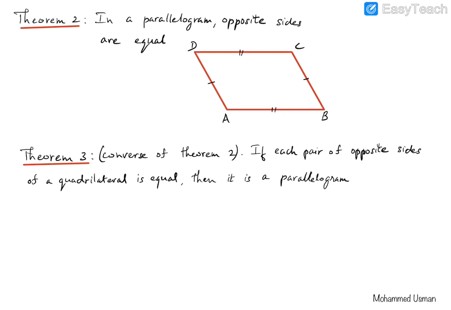If we have a quadrilateral in which the opposite sides are of equal length, then the quadrilateral is a parallelogram. Again, we will be doing these proofs later on in the next video, but for now just remember that in a parallelogram opposite sides are equal, or conversely if the opposite sides of a quadrilateral are equal, then that quadrilateral is a parallelogram.